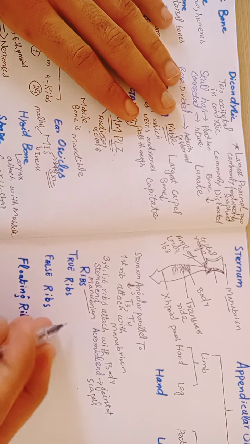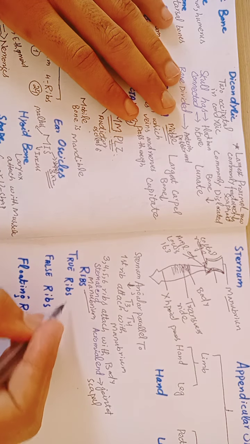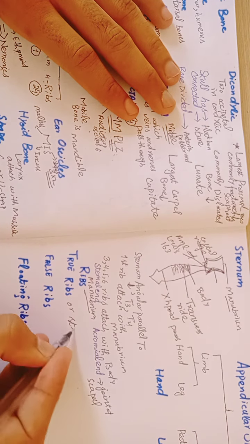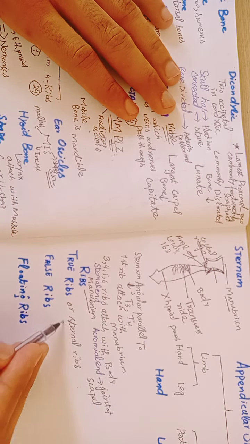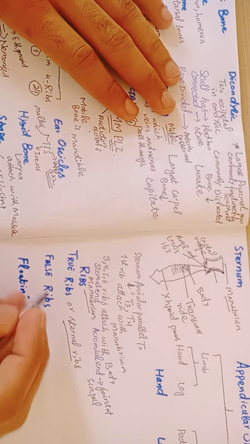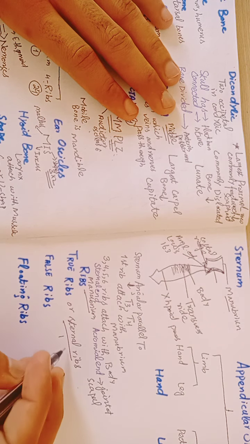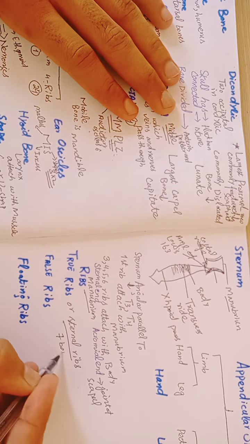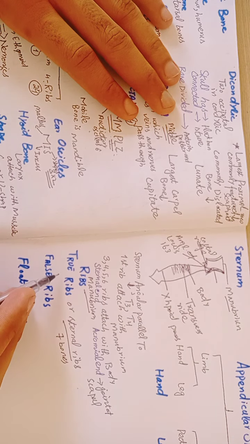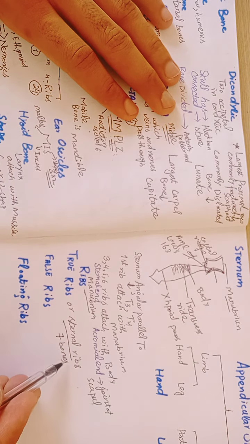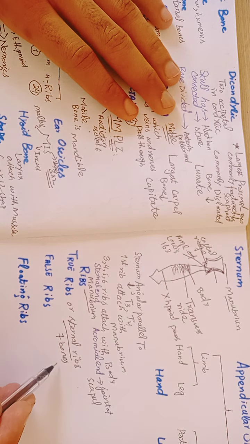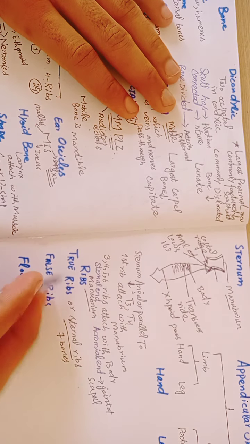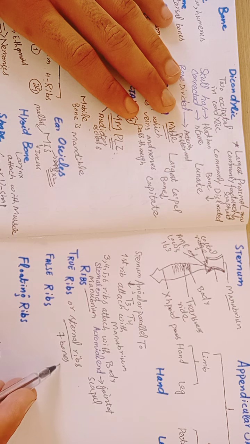True ribs, also known as sternal ribs. True ribs consist of 7 pairs, and they are directly attached with the sternum.